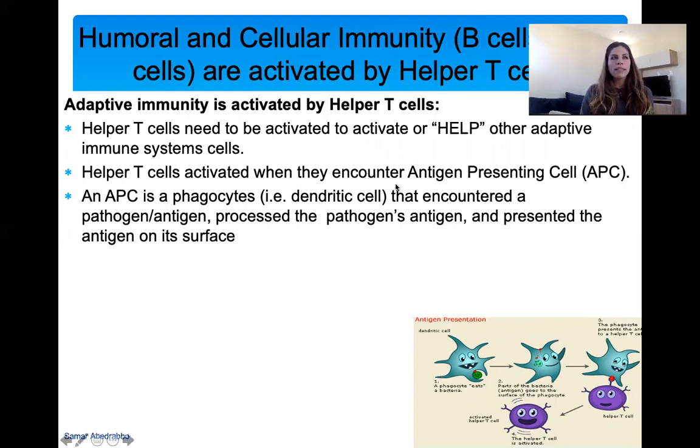If you think about it this way, we have T lymphocytes or T cells in us right now. There's no need for these cells to be active all the time, to use up your energy. It makes sense to activate or turn on your immune system when you actually see a pathogen or an antigen of a pathogen. So helper T cells are activated when they actually encounter an antigen presenting cell, or an APC. An antigen presenting cell is a cell that presents antigens on its surface.